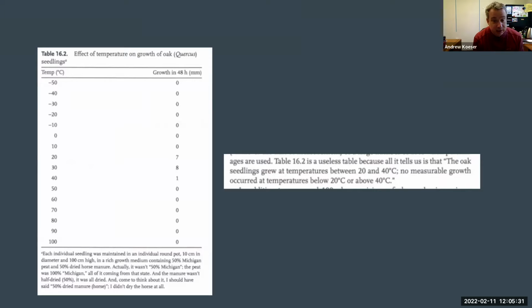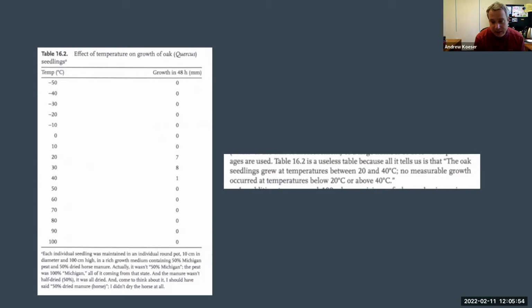They're taking temperatures now. They're varying them, going from -50 Celsius to 100 Celsius. So totally cold to boiling. And they're seeing how oak seedlings grow. Not a lot of stuff growing at -50, not a lot of stuff growing at 100.